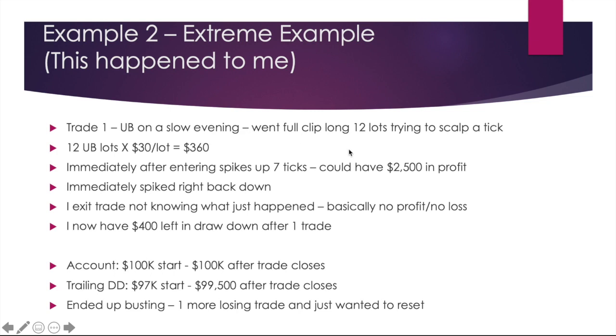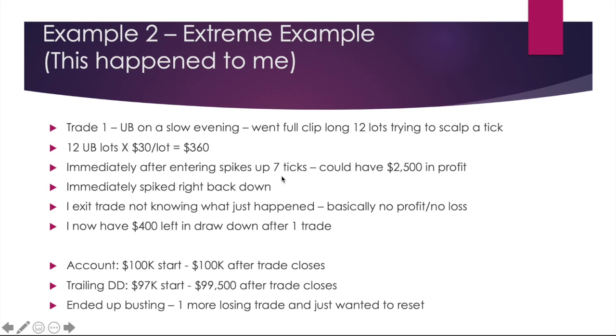I went in the full clip, 12 lots. I'm just trying to scalp a tick, one tick. To put that in perspective, 12 lots of the Ultra Bond is roughly $30 a tick. It's like 31.20, it's either 25 or 75, but anyways, let's just call it $30 a tick. So it'll be a quick 360 if I can just get a one tick winner.